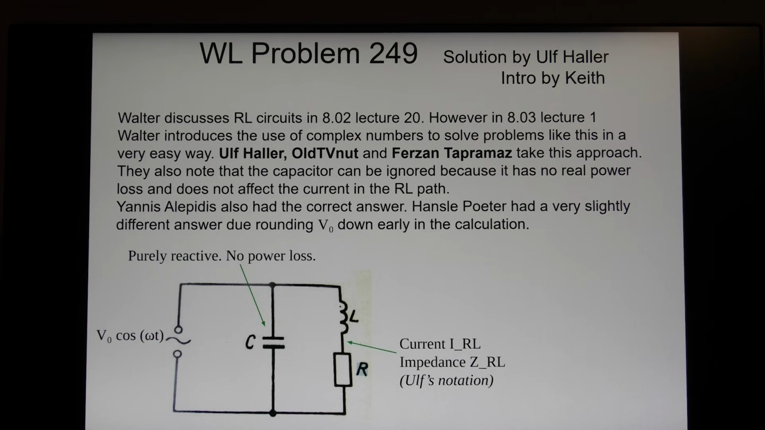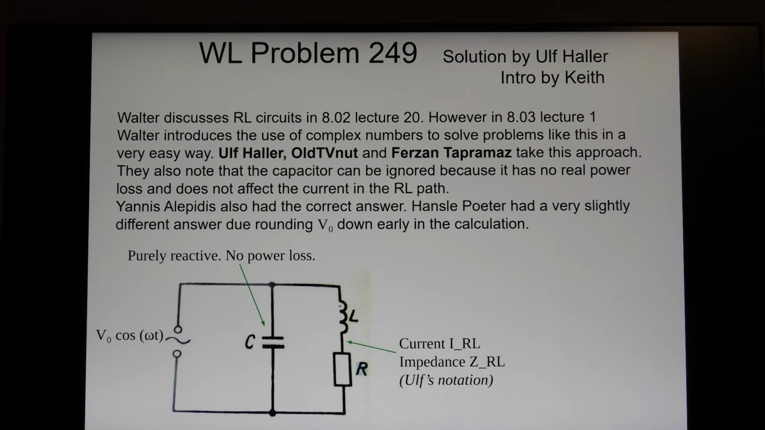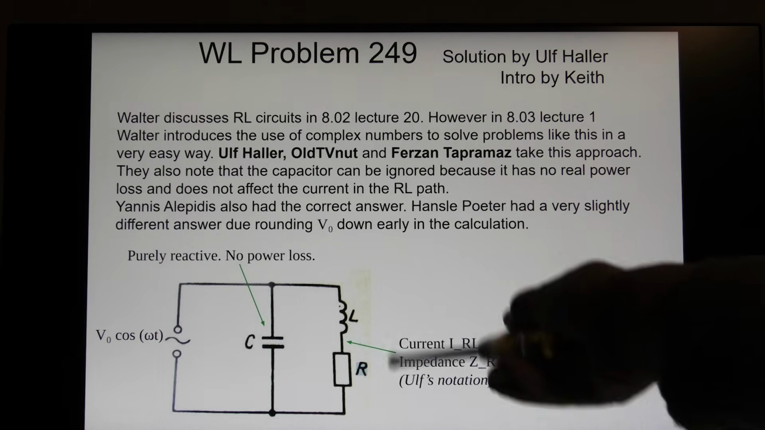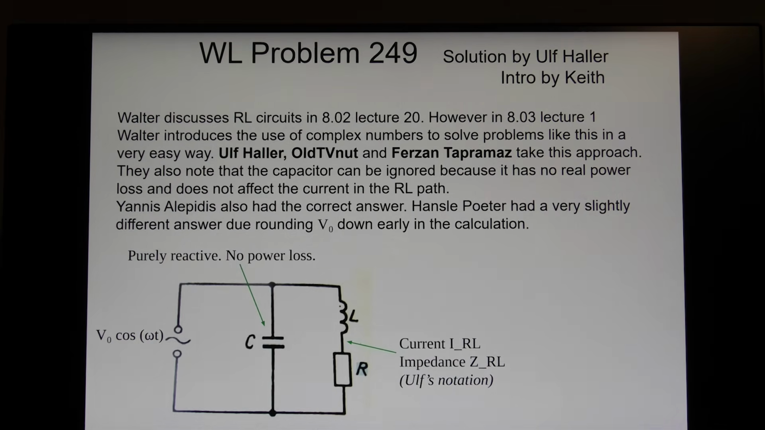They also note that the capacitor in the circuit below can be ignored because it has no real power loss and does not affect the current in the RL path. So we have the capacitor, no power loss, and the RL path there is the one of importance. Okay, so we can see the problem. The problem is to work out the real power loss in the circuit shown.